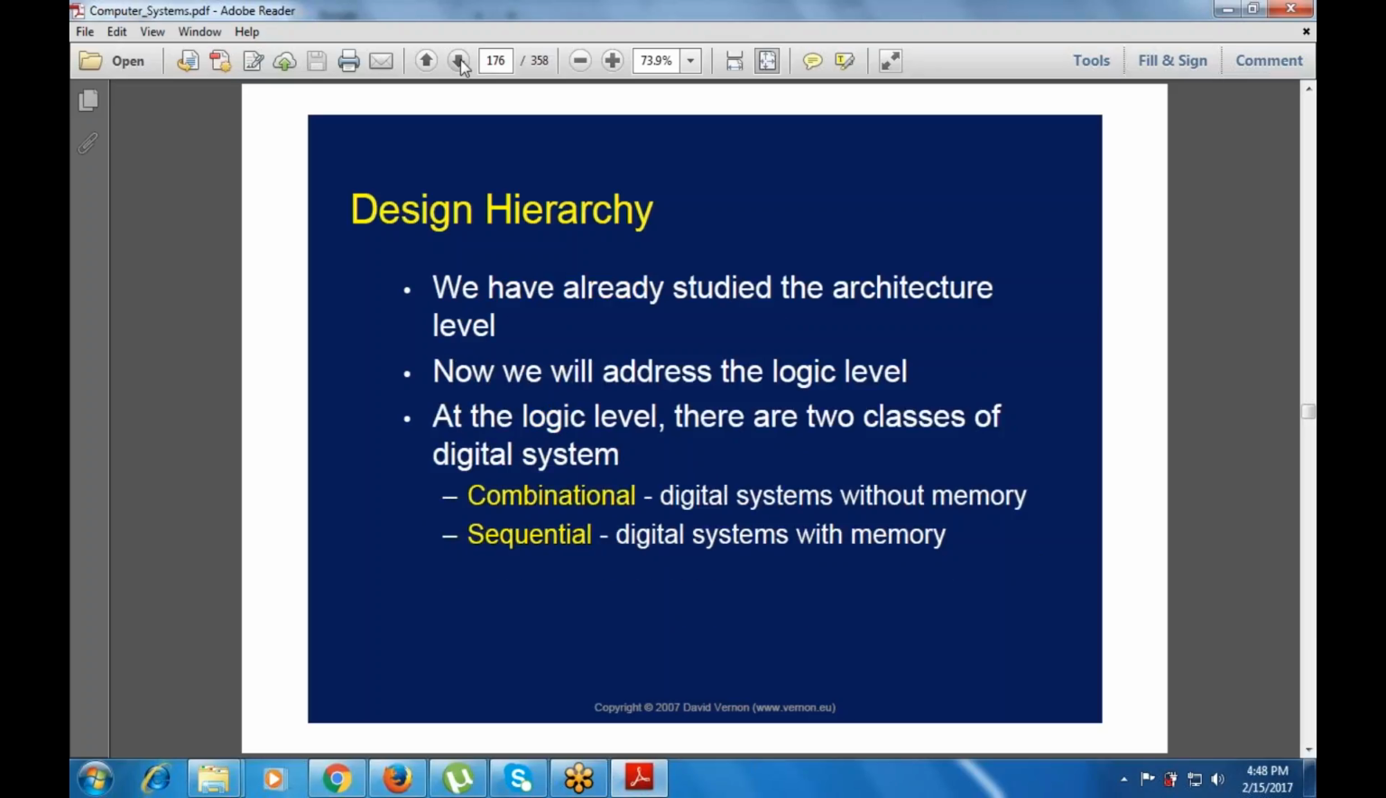We have already studied the architecture level. Now we will address the logical level. At the logical level, there are 2 classes: one is combinational, one is sequential.